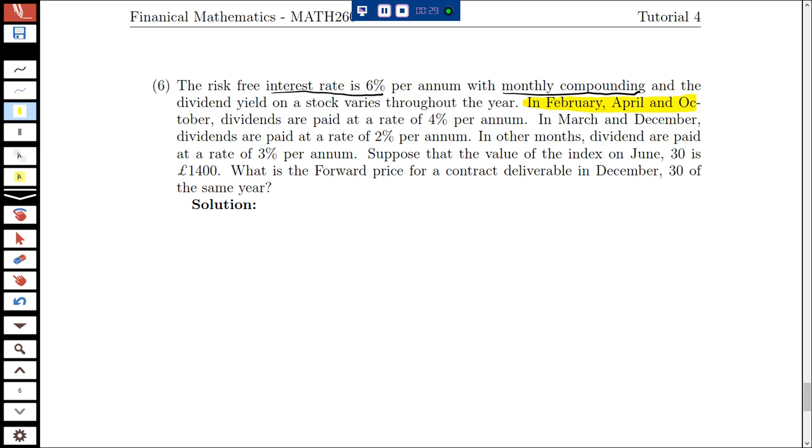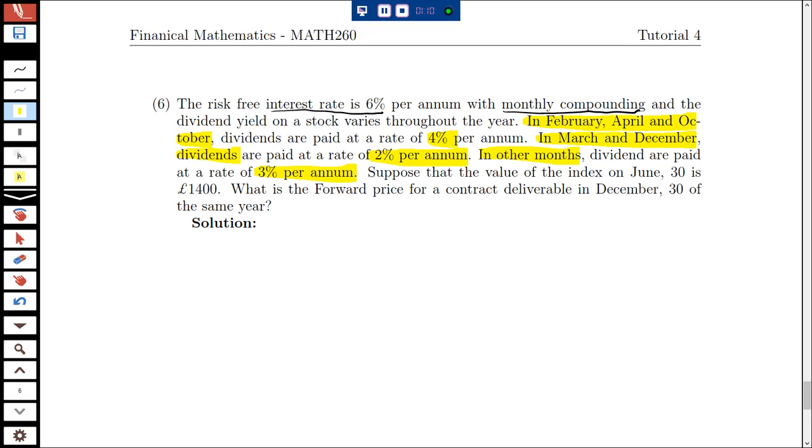So we've got these months, 4%. These months, 2%, and in the other months, everything else is 3%. Suppose that the value of the index, some financial asset behind this story, on the 30th of June is £1,400. What is the forward price for a contract deliverable on December the 30th, in the same year?